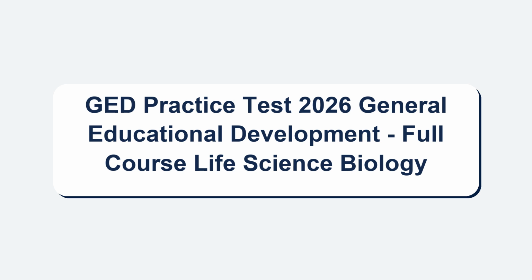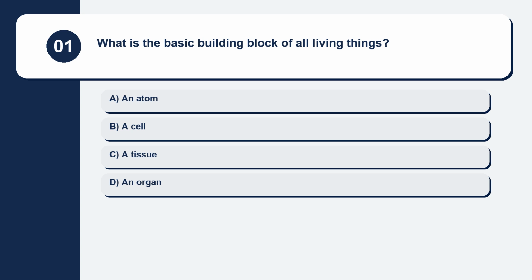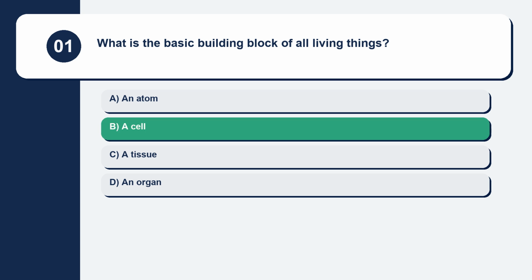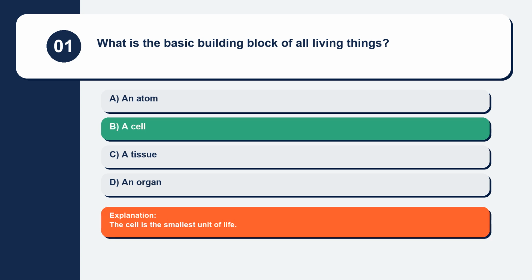GED Practice Test 2026, General Educational Development, Full Course: Life Science, Biology. Question 1. What is the basic building block of all living things? An atom, a cell, a tissue, an organ. The cell is the smallest unit of life.